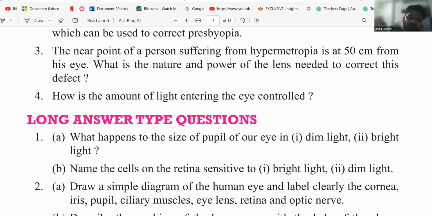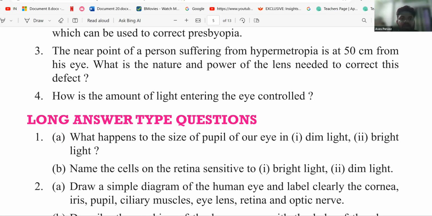Okay. Now talking about these questions: the near point of a person suffering from hypermetropia is at 50 centimeter from his eye. What is the nature and the power of the lens required to correct this defect? Let's do some questions regarding this. Okay, this is an important topic.